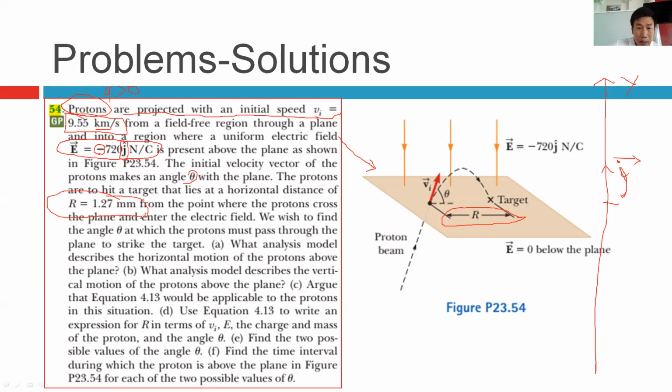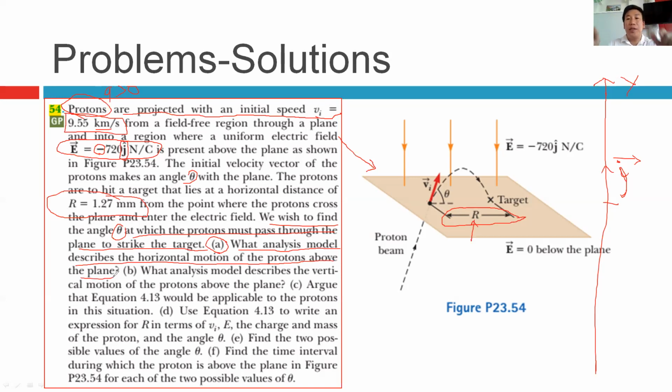Yeah. So we wish to find the angle theta with which the proton must be projected above the plane to strike the target. It means that we need to find the theta so that the proton can hit the target that has a distance r compared to the origin here. So question 8 asks which analysis model describes the horizontal motion of the proton above the plane.